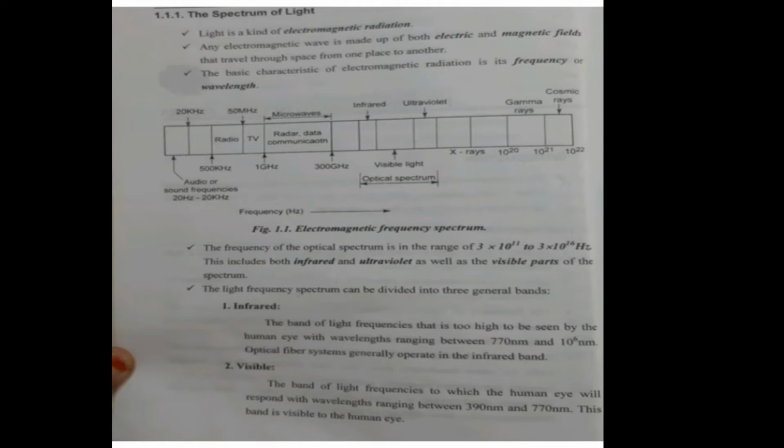So next is the visible light spectrum. So this band is visible to our human eye. So the range is between 390 nanometer to 770 nanometer. So within this visible light range, the lights can be seen with the human eye. And the next one is the ultraviolet spectrum. This band of light has too low a wavelength. Okay, and it is also visible by our human eye.